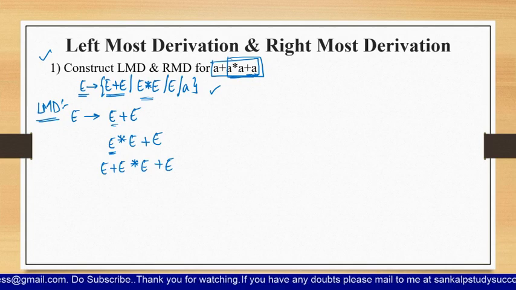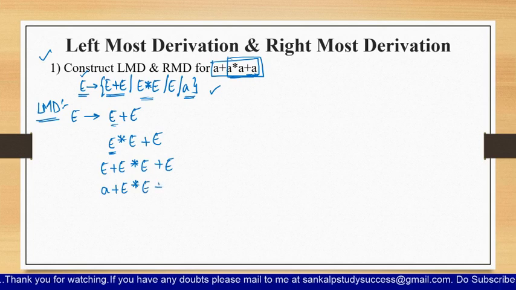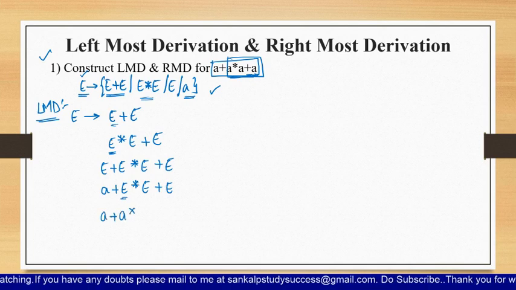But if you observe in the context-free grammar which is given, in the place of E, you can also substitute A. So as it is the leftmost derivation, first you need to substitute the leftmost E and then followed by the next, correct? Now again we are having the three non-terminals. So the leftmost non-terminal should be substituted first. So A plus A star E plus E again.